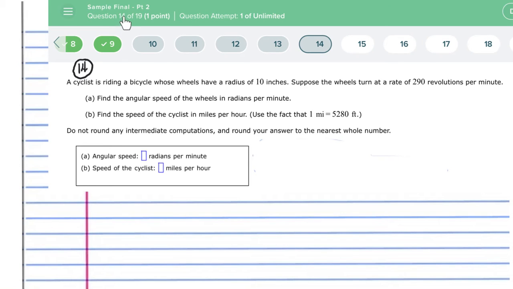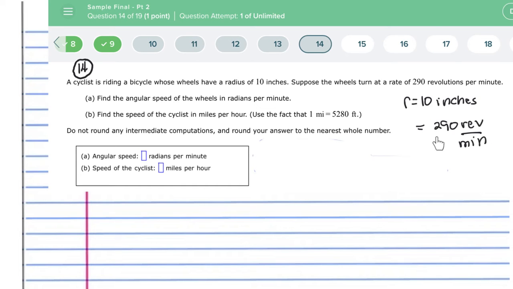For number 14 of sample final part 2, we have a cyclist riding a bicycle whose wheels have a radius of 10 inches. Suppose the wheel turns at 290 revolutions per minute. Find the following. So let's capture what we do know. The radius is 10 inches, and it revolves at 290 revolutions per minute.